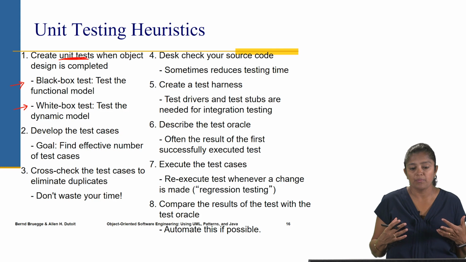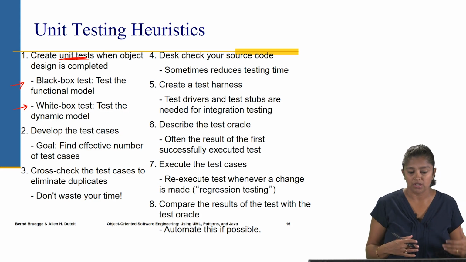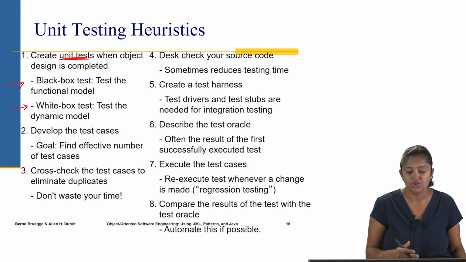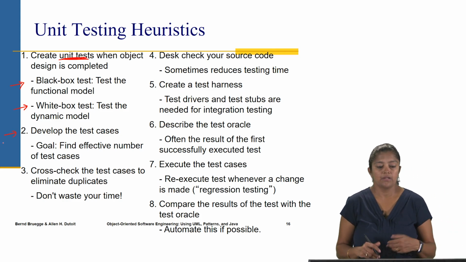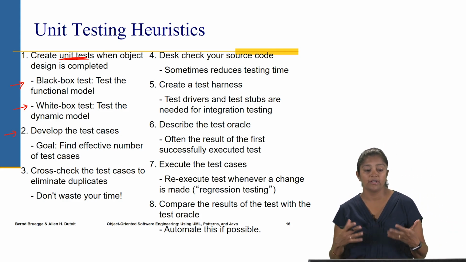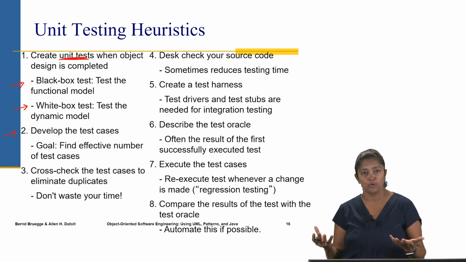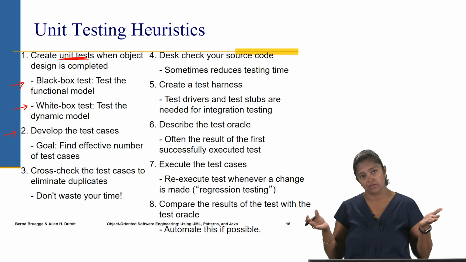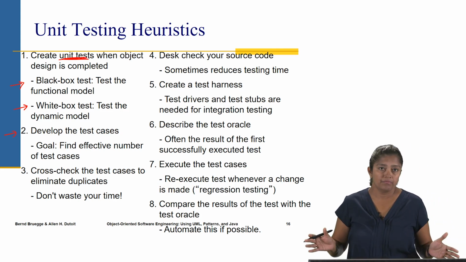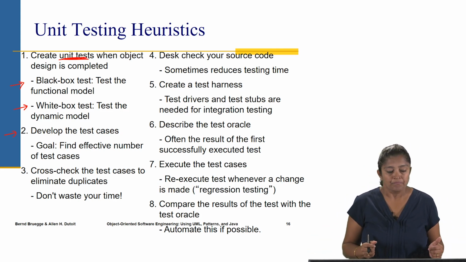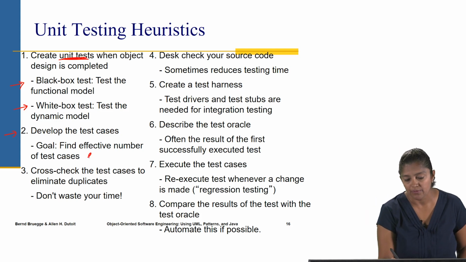Then once we have come up with what the unit tests should be, we actually develop the test cases. We also want to make sure we have an effective number of test cases, not too many, not too few. It has to be the right number to ensure that we've tested the unit thoroughly. So that's where we use equivalence partitioning in order to do this.